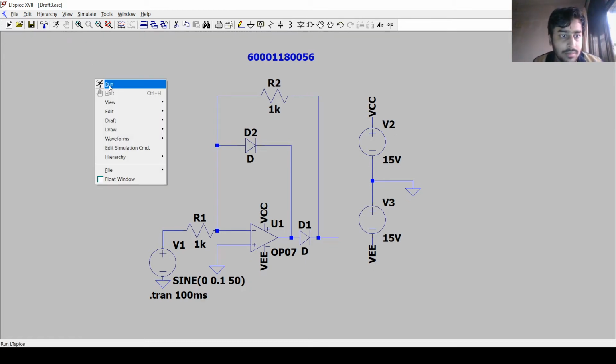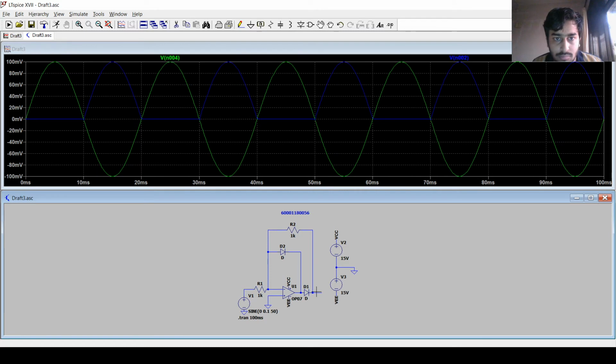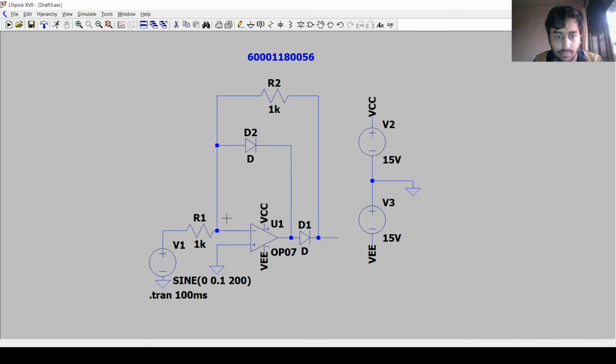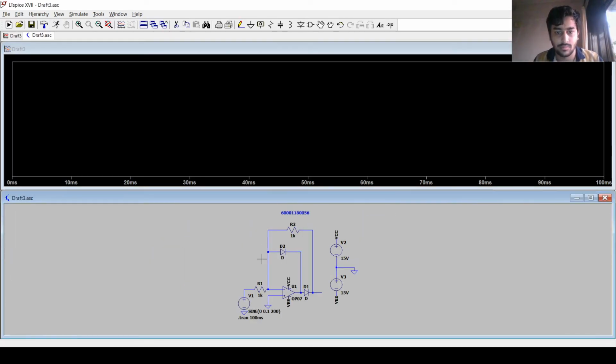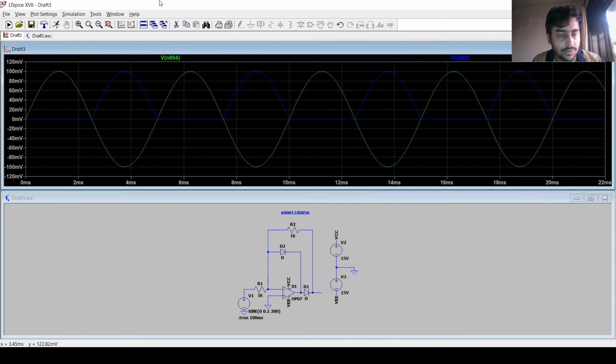So now let's run for the frequency 50 hertz. As you can see, for the negative half cycle, we have got a positive value. So let's increase the frequency from 50 to 200. We are still getting a perfect positive spike for the negative input.